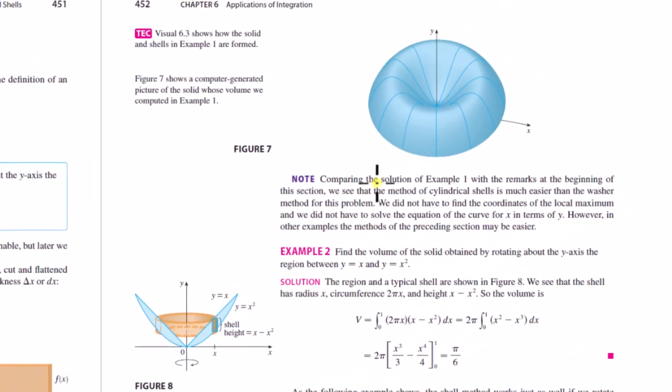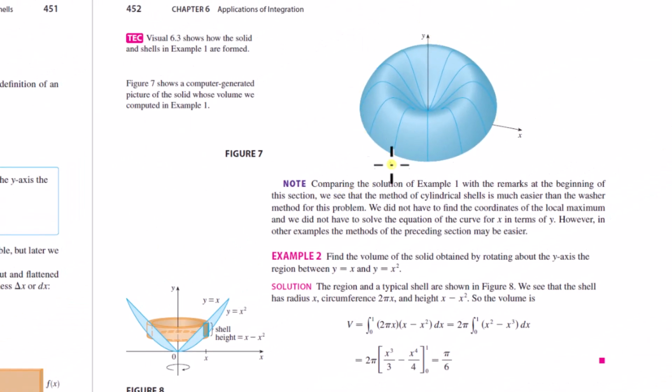All right, so yeah, here's the solid. So weird looking solid, but yeah, you broke this up into shells, and you integrated out, as opposed to with discs or washers, you would have integrated up like this. Comparing the solution of example 1 with the remarks at the beginning of the section, we see that the method of cylindrical shells is much easier than the washer method for this problem. We did not have to find the coordinates of the local maximum, and we did not have to solve the equation of the curve for x in terms of y. However, in other examples, the methods of the preceding section may be easier.